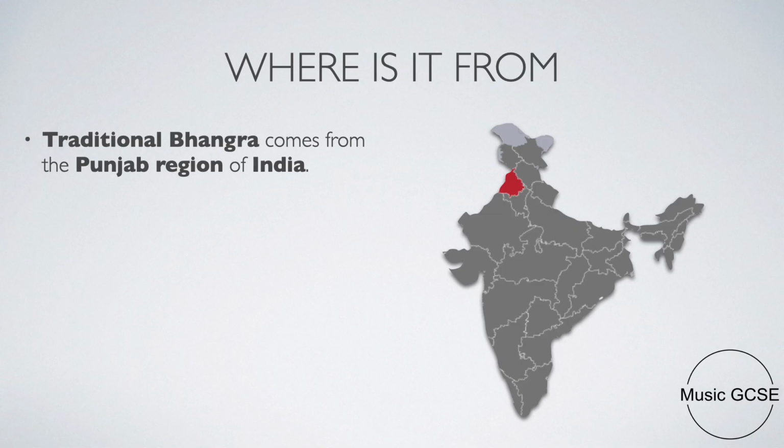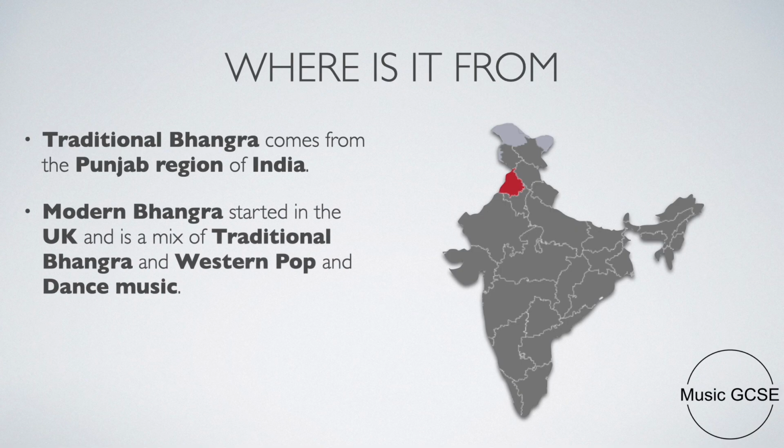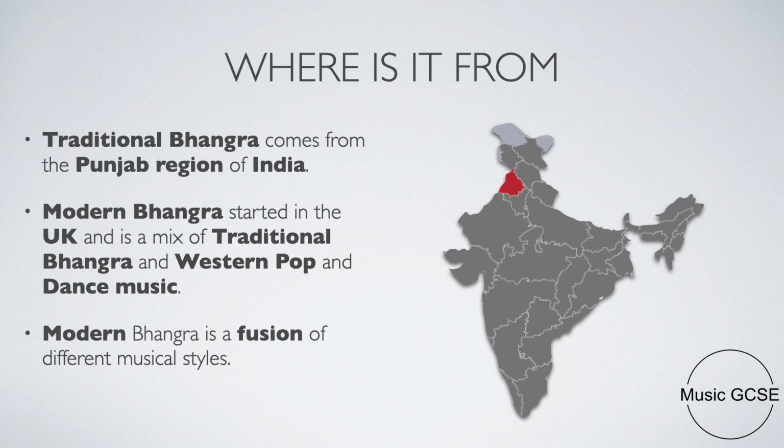However, modern Bhangra started here in the UK and is a mix of traditional Bhangra and Western pop and dance music. Modern Bhangra is also very upbeat and lively, which has a lot of choreographed dancing associated with it. Modern Bhangra would also be used at certain celebrations. It also wouldn't sound out of place being played at certain nightclubs due to its mix with Western pop and dance music. Modern Bhangra is a fusion of different musical styles. And like I've already said, those different styles are usually traditional Bhangra and Western pop music.